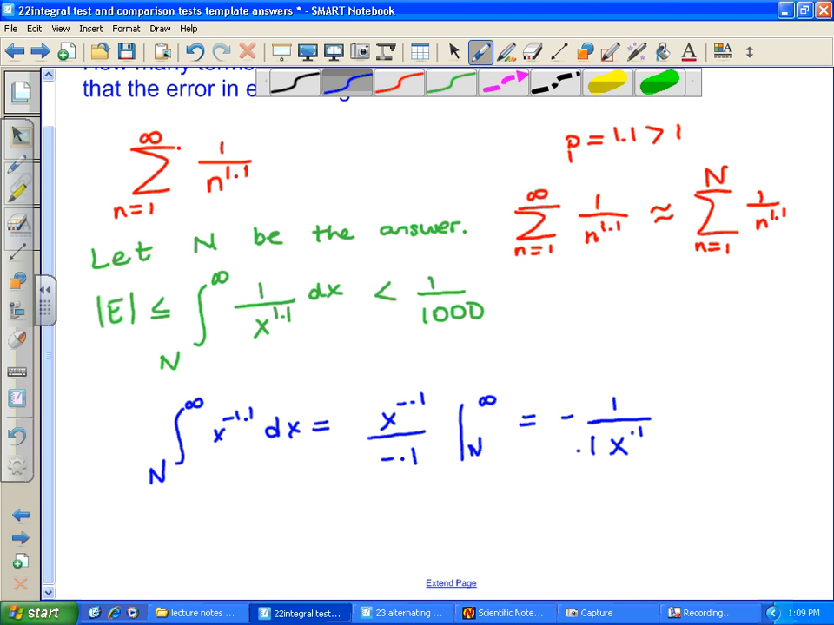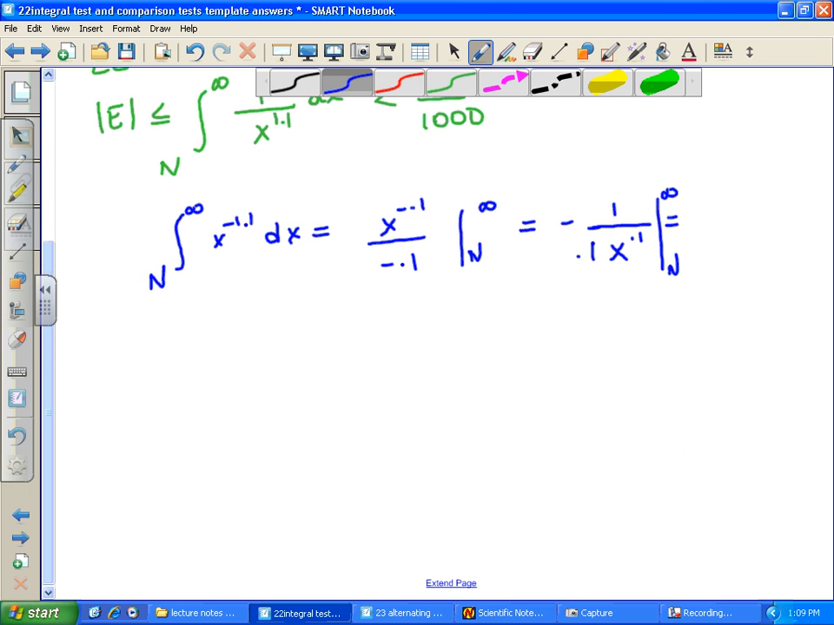And I will even go one step further. What is x to the 0.1? 0.1 is 1 over 10. So how could I write that as a radical?